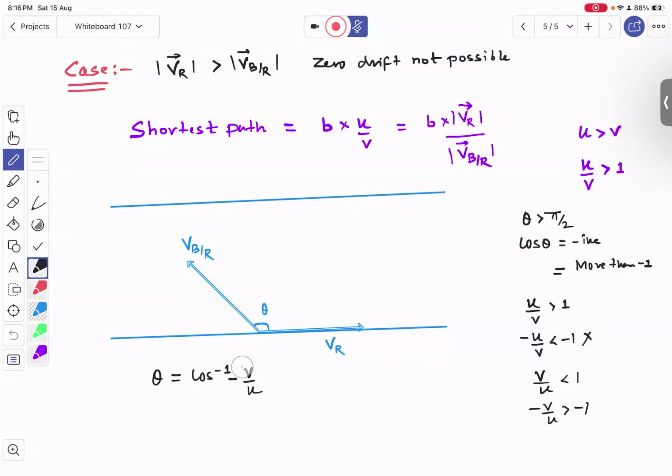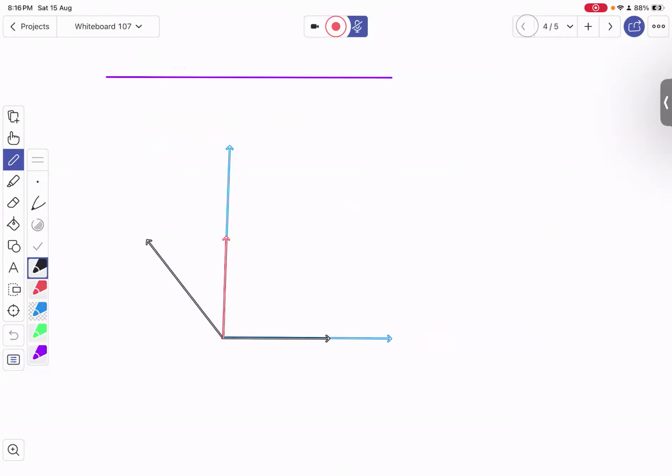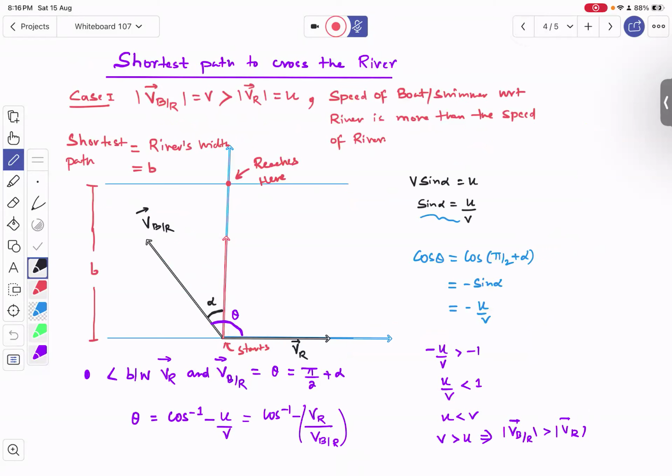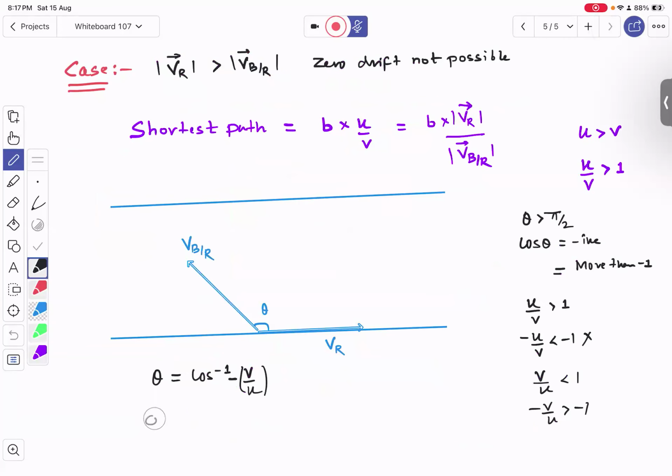Cos inverse of minus of V by U. So you can't forget that. What was the cos theta there? In this case, cos theta is equal to minus U by V. And here cos theta is equal to how much? Minus V by U. How can you forget it? If you can't forget the earlier result, you can't forget this result.